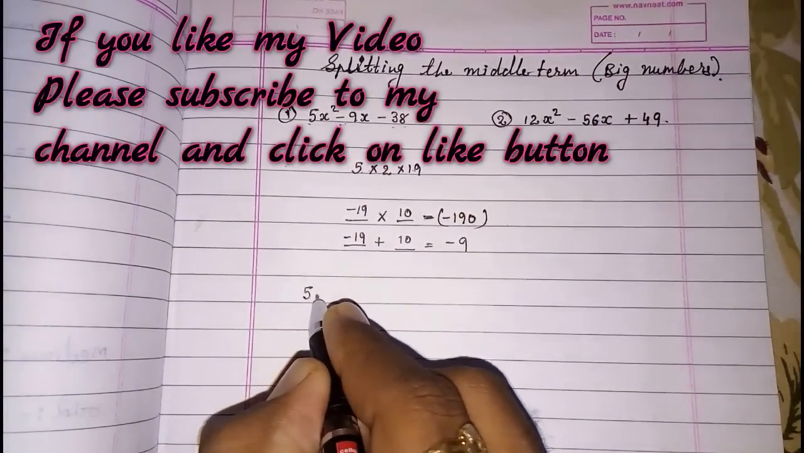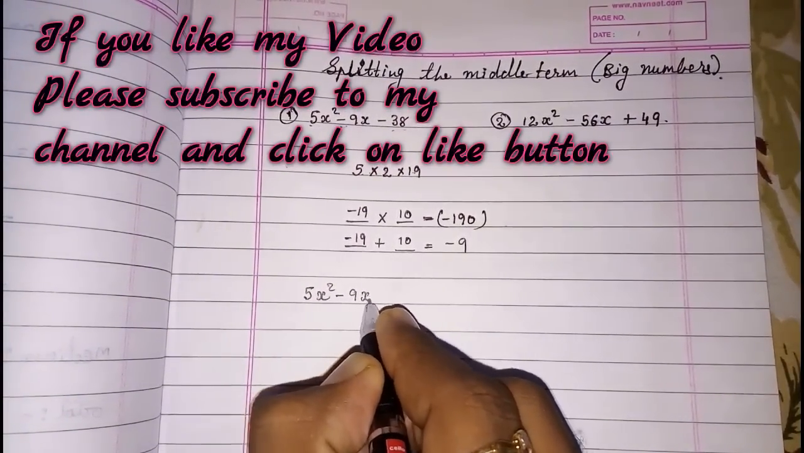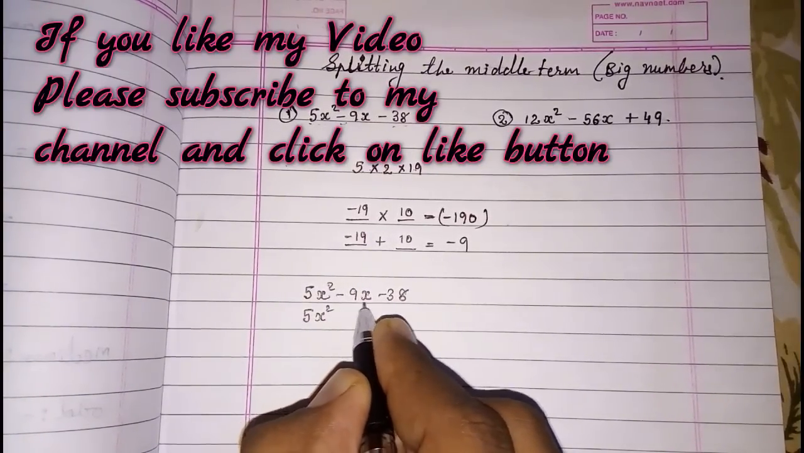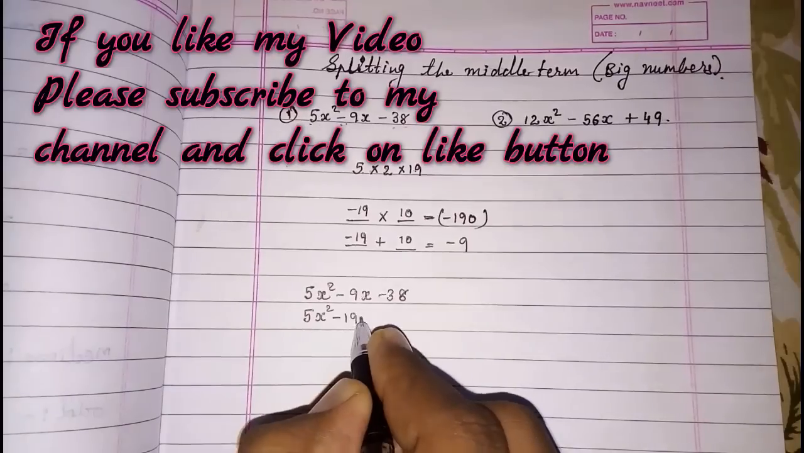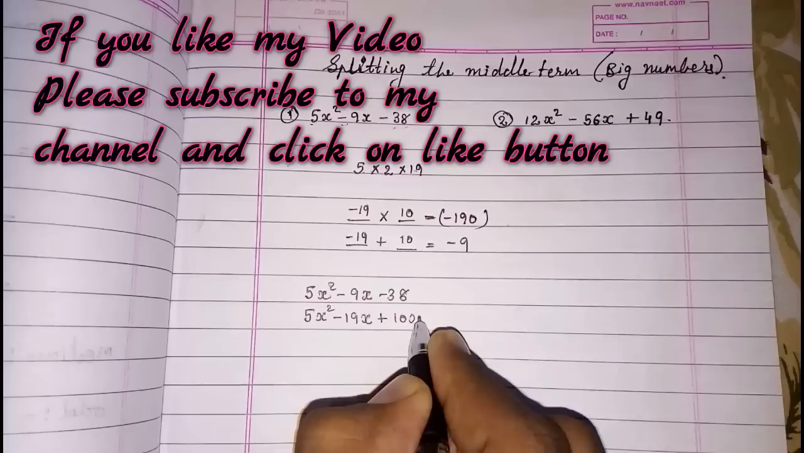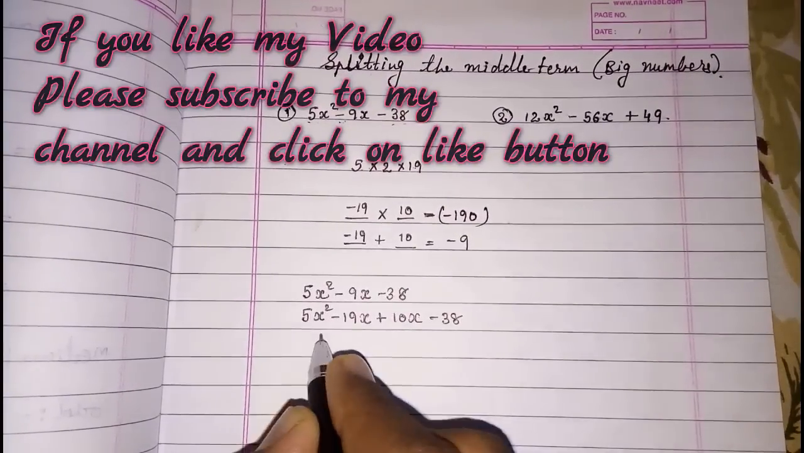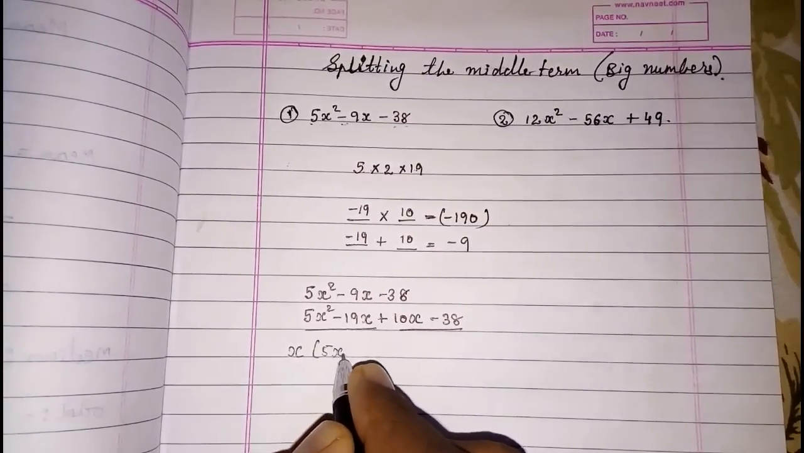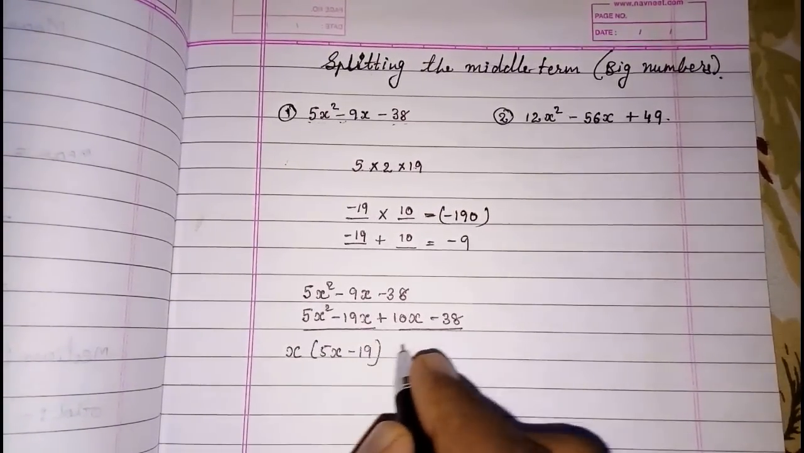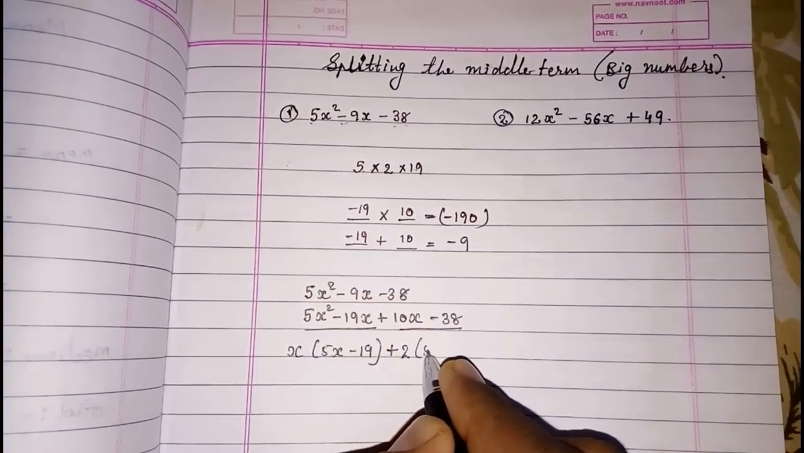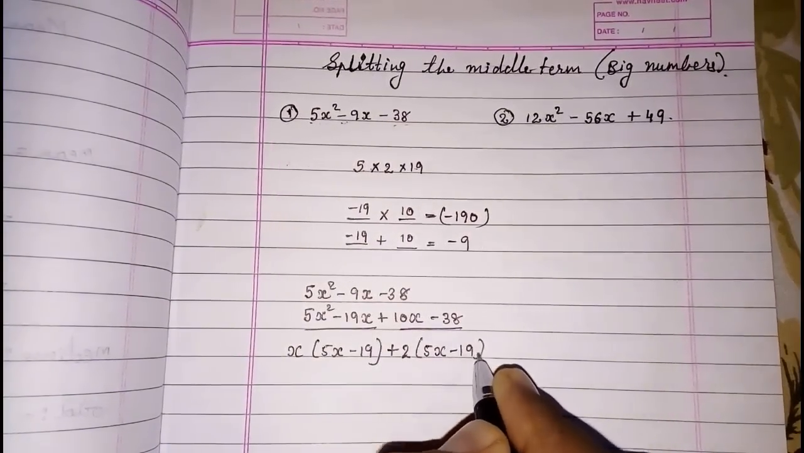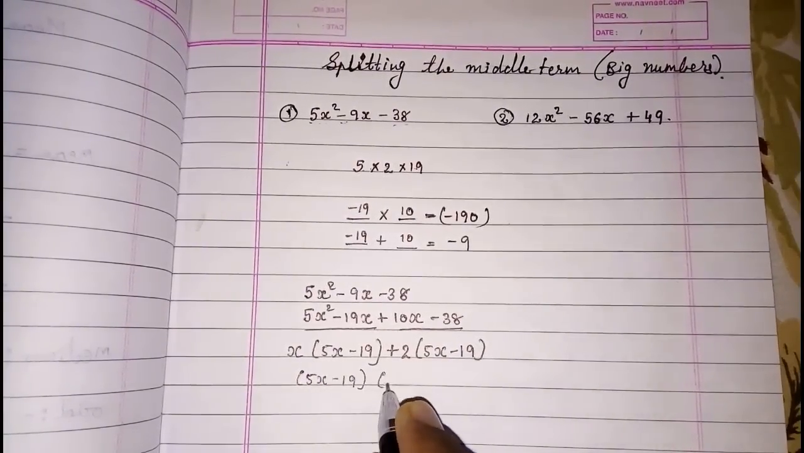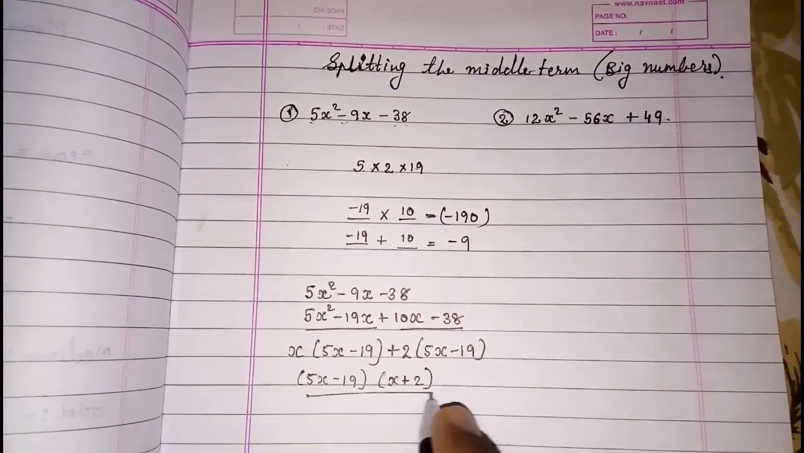Look here, 5x square minus 9x minus 38. Now, splitting the middle term, we have to split this. It will become 5x square minus 19x plus 10x minus 38. Now common from these two, only x is common, so x into 5x minus 19. Here also 2 will be common, so 2 common, remaining 5x minus 19. So again 5x minus 19 is common, and the remaining will be x plus 2. So this is our answer.